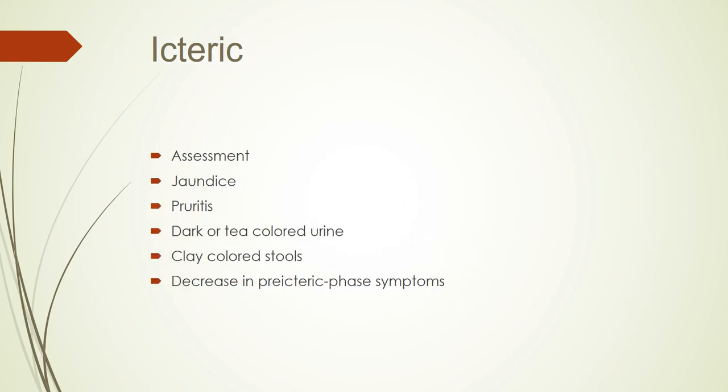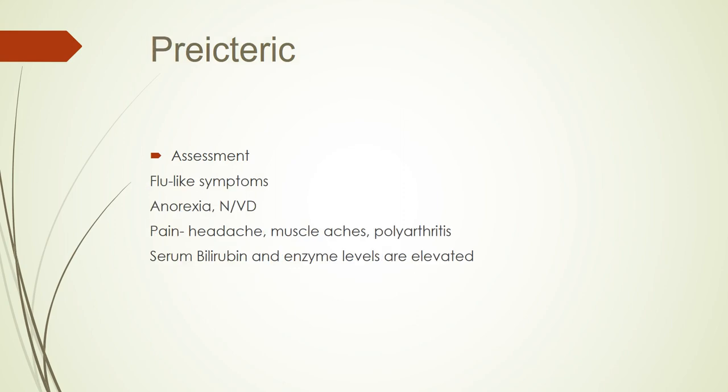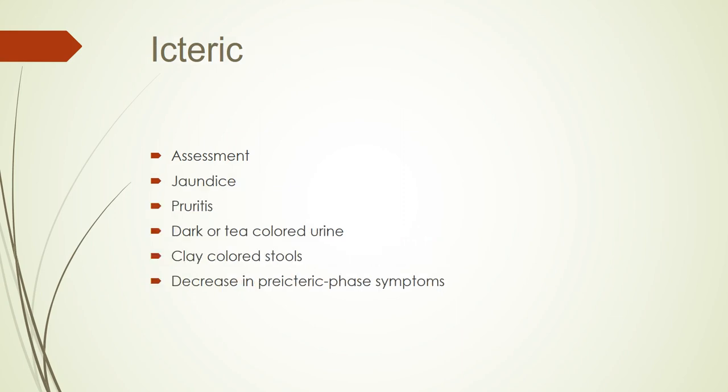With icteric, you're going to have an assessment of jaundice, pruritus, dark or tea-colored urine, clay-colored stools, and a decrease in pre-icteric phase symptoms. So you're going to go from pre-icteric, having the feeling like you have the flu, nausea, vomiting, diarrhea, the headache. All those symptoms when you get to the icteric are actually going to be decreased and probably eventually go away.